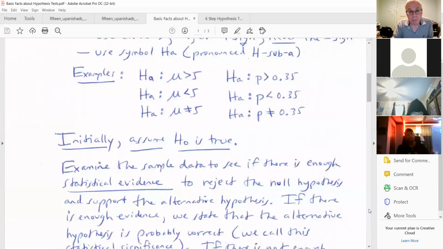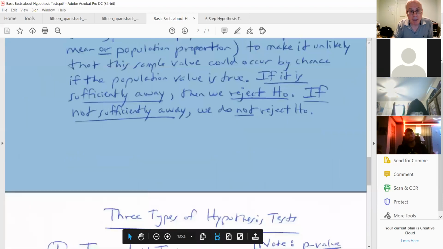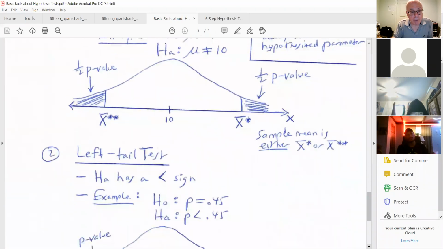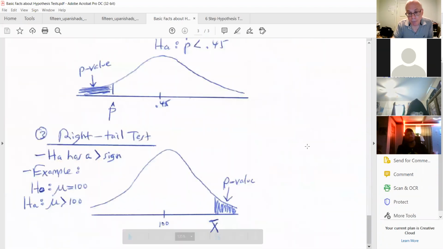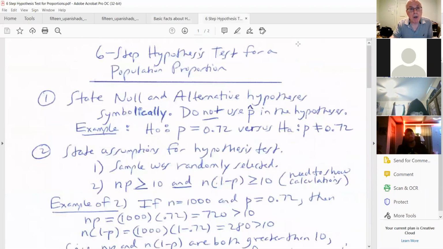Again, we have our two-tail test, left-tail test, right-tail test. Now, go out of here and go to a 6-step process. Show you this before we do our quiz.